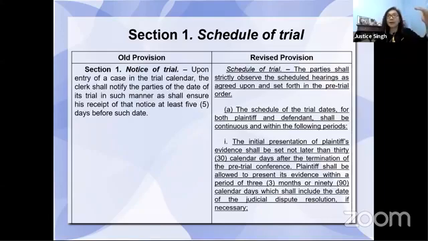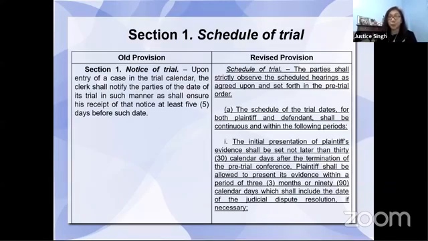Now, after the pre-trial is completed, the court will count 30 days. Within that 30 days from the date that the pre-trial is completed, the court must set the initial presentation of evidence for the plaintiff. So our schedule is very, very rigid. So 30 days for the initial presentation of plaintiff's evidence. Now, how long does the plaintiff have to present his evidence? The plaintiff has 3 months or 90 days max. That's the maximum, to present all his or her evidence.